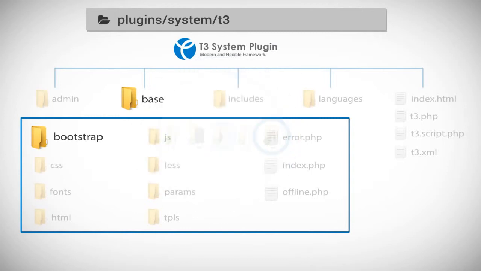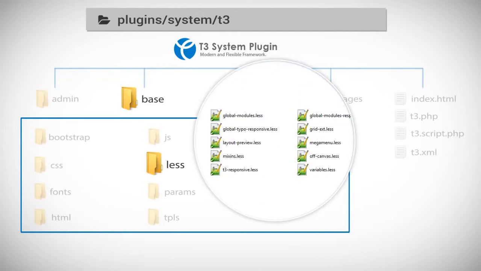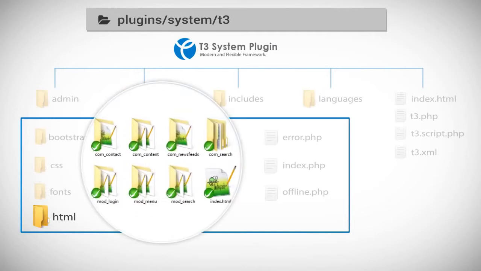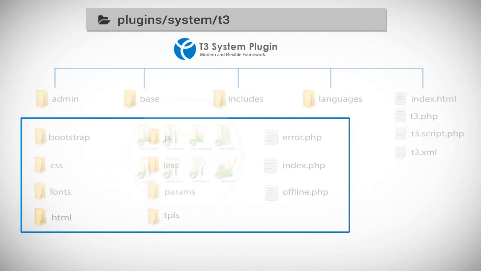You can also see another less file in the folder base. The less folder includes the less files specifically developed for T3 framework. The TPLS folder includes layout and block files for the base theme in T3. Once inside the folder HTML, you can see there are many folders of modules and components. These are the override folders of the extensions in the template. So everything inside the base can be overridden in the template.